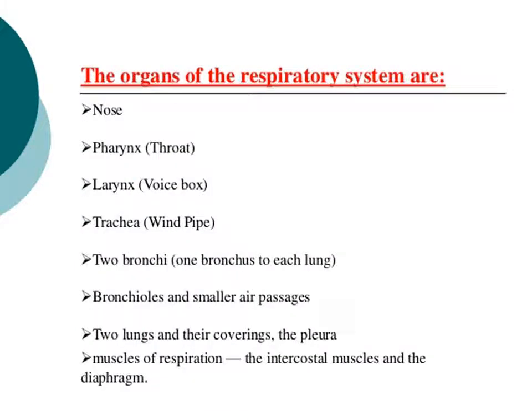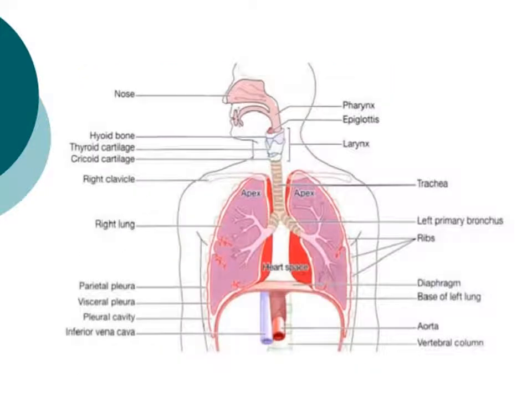The organs of the respiratory system are: first the nose; pharynx, meaning throat; larynx, the voice box, which is useful for the production of voice; trachea, the windpipe; two bronchi, one bronchus to each lung; bronchioles and similar air passages; two lungs and their coverings, that is the pleura; and the muscles of respiration, the intercostal muscles and the diaphragm.